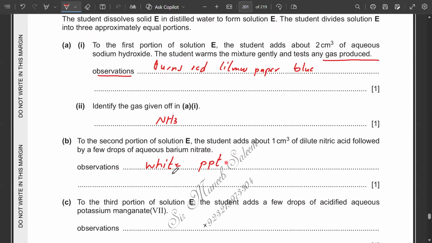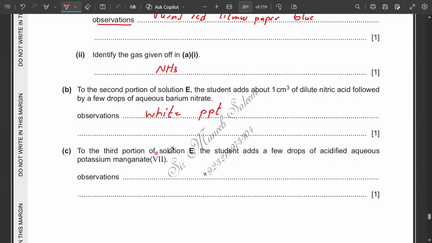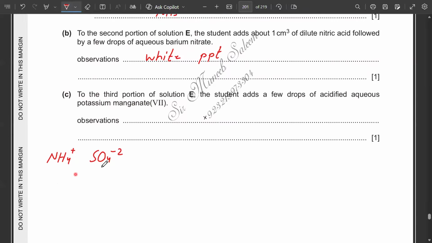Then C part. To the third portion of solution E, the student adds a few drops of acidified aqueous potassium manganate. What are the observations? So the compound is ammonium sulfate, having the sulfate ion along with the ammonium ion. These two ions are present in our solution E. We have to check which of these two ions is providing the results with the acidified aqueous potassium manganate.